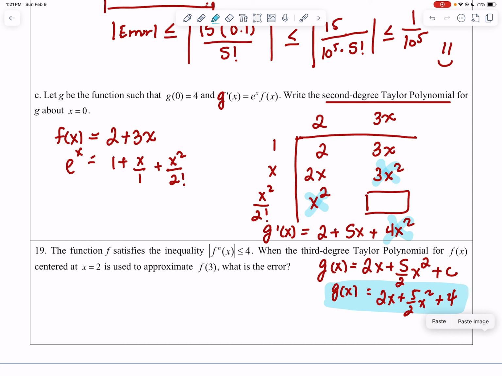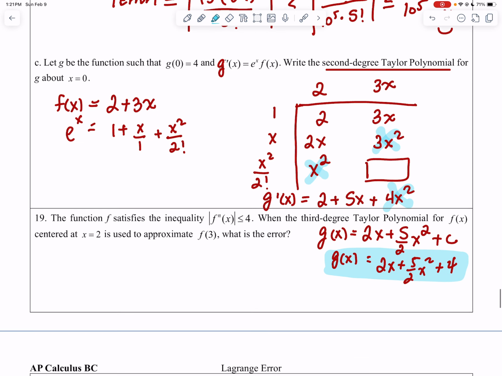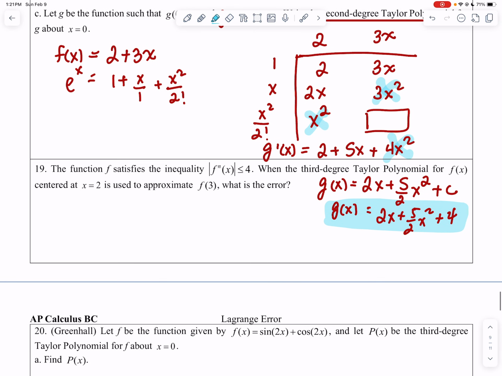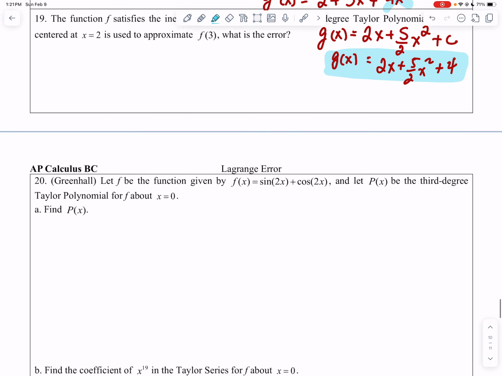Lots of fun, I know. All right, I'm going to skip 19. That should be self-explanatory, and then we'll do 20.